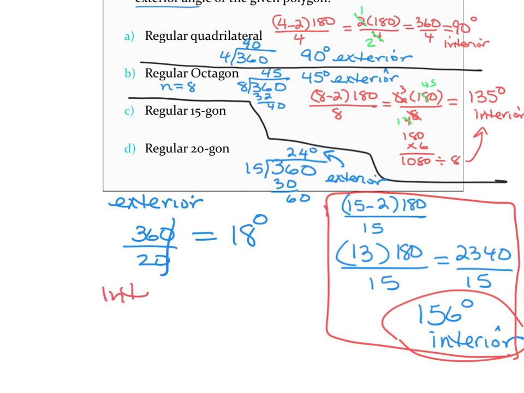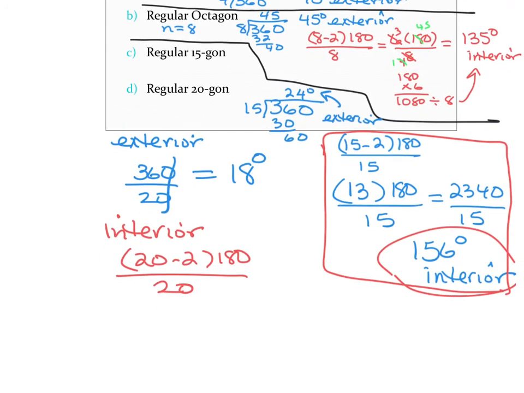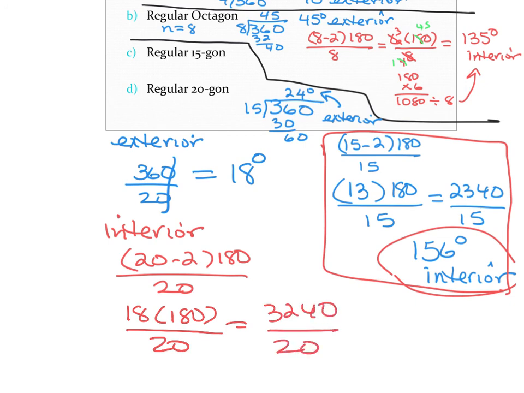For the interior, 20 minus 2 times 180 divided by 20. 20 minus 2 is 18. Again, if you want to simplify, you can. If not, you're multiplying 18 times 180. I get 3,240 over 20. Divide that, and each interior angle is 162 degrees.